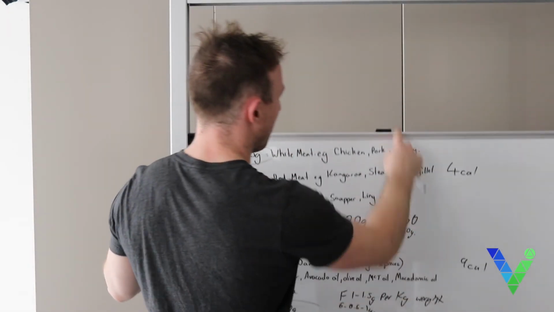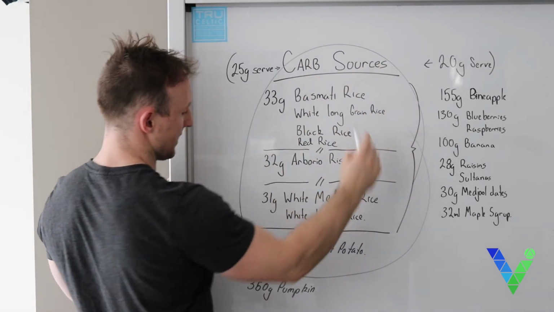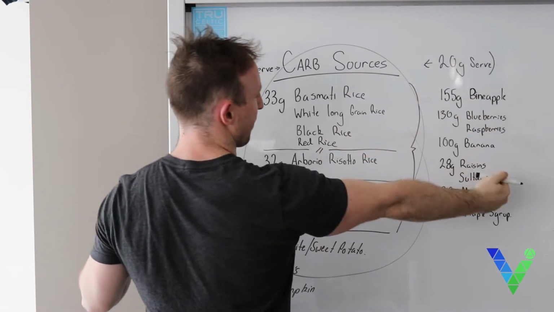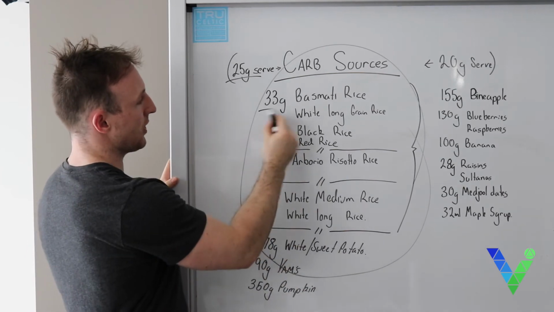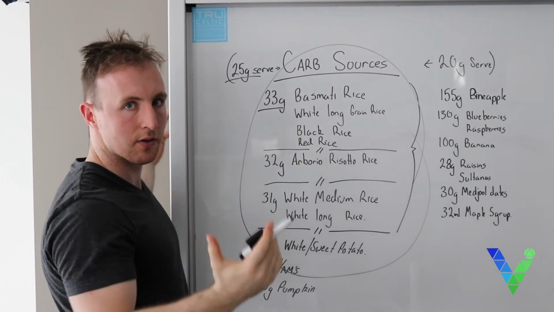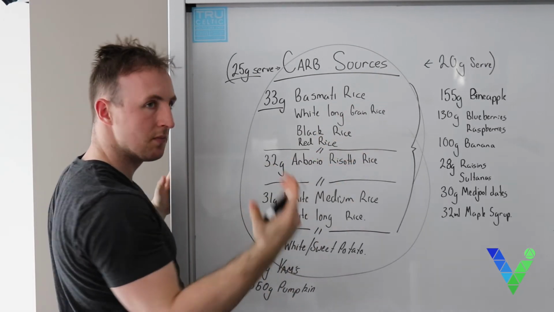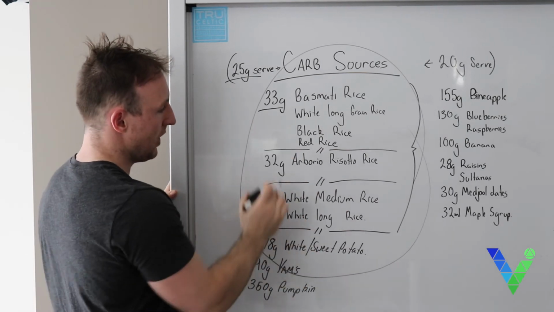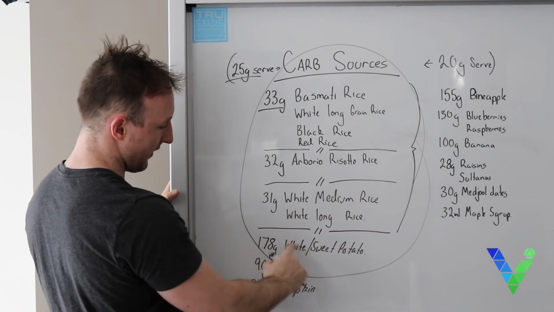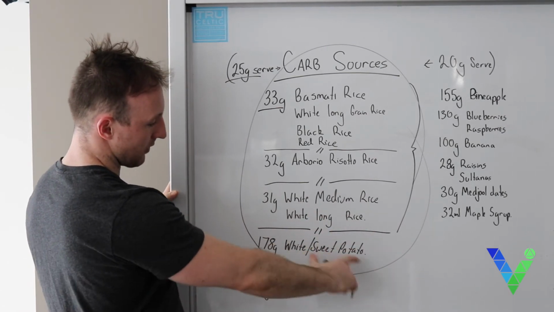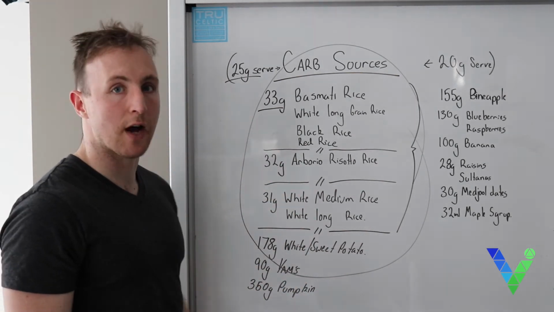Now from there, what about carbs? Well, that's the main thing. What I recommend is that you focus on the carb sources here. These are wholesome carbs, and then there's fruit carbs. So these are 25 gram serves, so if you double it, you get a 50 gram serve. So if it's 33 grams, just double it, it's 65. Like, don't freak out about it, doesn't have to be to the letter. Basmati rice, long grain rice, black rice, red rice, double it, 65 grams, but it's 33 grams. 32 grams is Arborio risotto rice, 31 grams white medium rice or white long rice, 178 grams of white potato or sweet potato, 90 grams of yams, and 350 grams of pumpkin. It's going to give you a 25 gram serve of carbs.